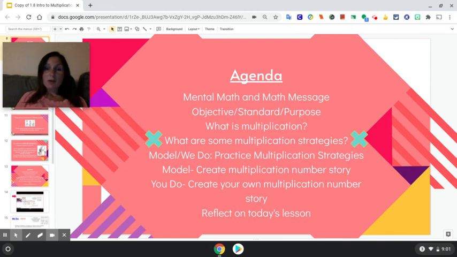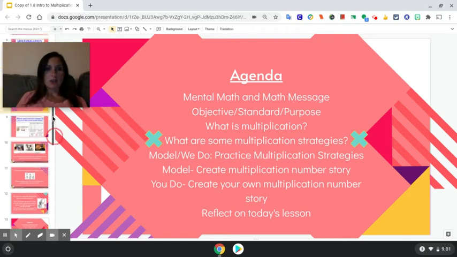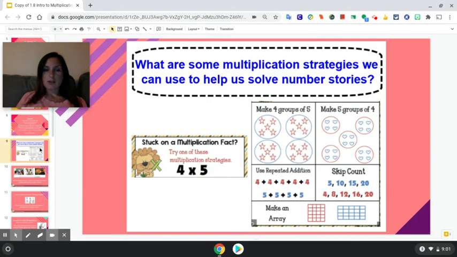All right, so today we're going to be looking at multiplication and we're looking at multiplication strategies. So we're going to kind of look at this together to help us see what to do. So right here, you can see that there are several different ways that we can solve a multiplication number story. Or if we're just solving a regular number story, like a number model, like 4 times 5, right? Here are lots of different ways that we can solve this simple problem of 4 times 5.